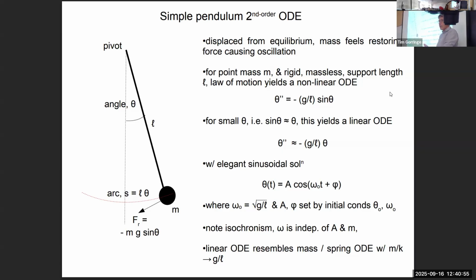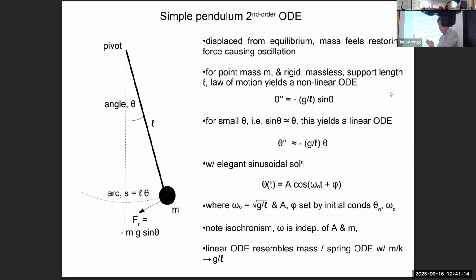It's actually a nonlinear differential equation. It's linear in this second order differential here. It's not linear in the variable theta here. So this is a nonlinear differential equation.